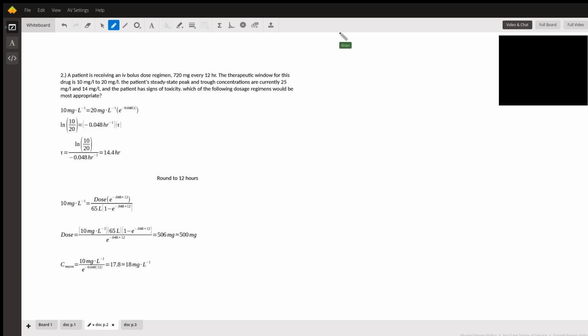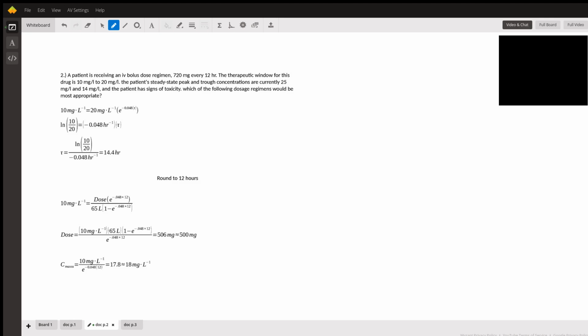Question 2. A patient is receiving an IV bolus dose regimen, 720 milligrams every 12 hours. The therapeutic window for this drug is 10 to 20 milligrams per liter. This patient's steady state peak and trough concentrations are currently 25 milligrams per liter and 14 milligrams per liter, and the patient has signs of toxicity. Which of the following dosage regimens would be most appropriate?